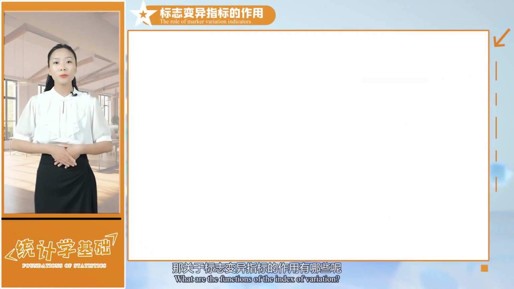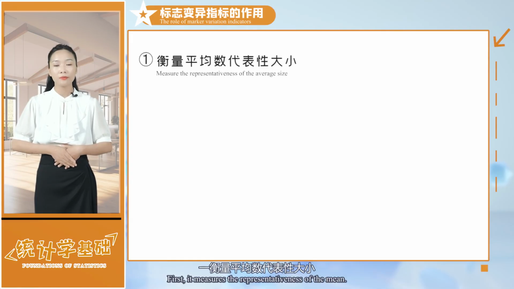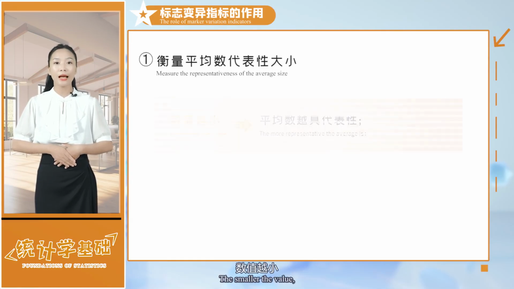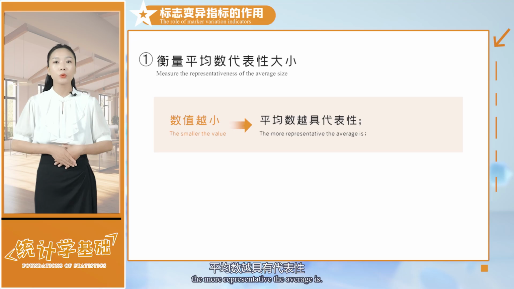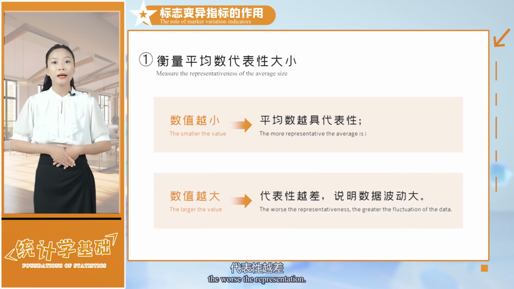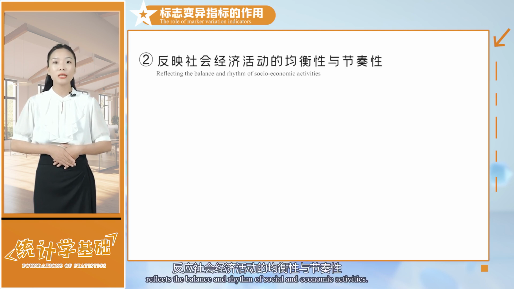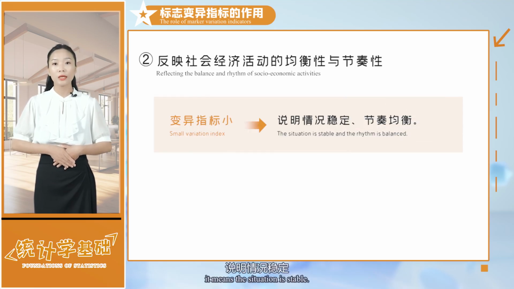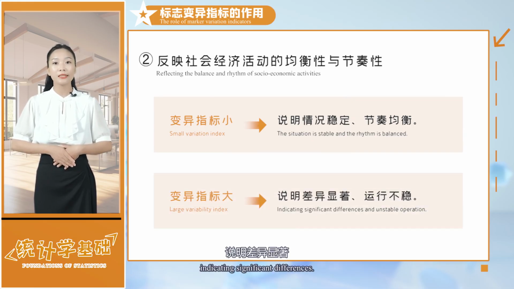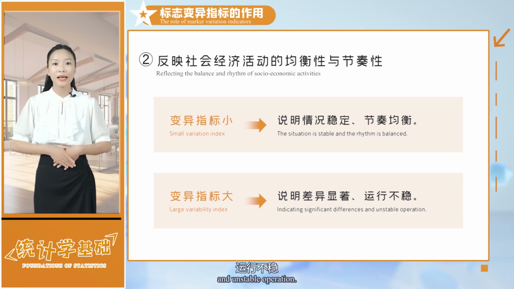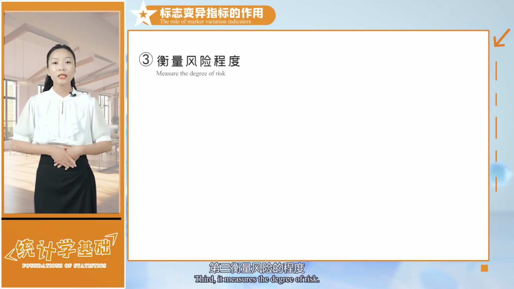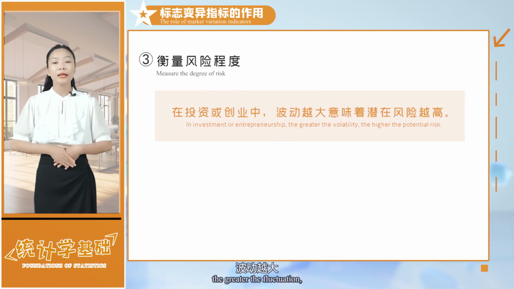What are the functions of the index of variation? First, it measures the representativeness of the mean. The smaller the value, the more representative the average is. The larger the value, the worse the representation, indicating that the data fluctuates greatly. Second, it reflects the balance and rhythm of social and economic activities. A small variance means the situation is stable and the rhythm is balanced. The larger the variance indicator, the more significant the differences and unstable the operation. Third, it measures the degree of risk. In investment or entrepreneurship, the greater the fluctuation, the higher the potential risk.